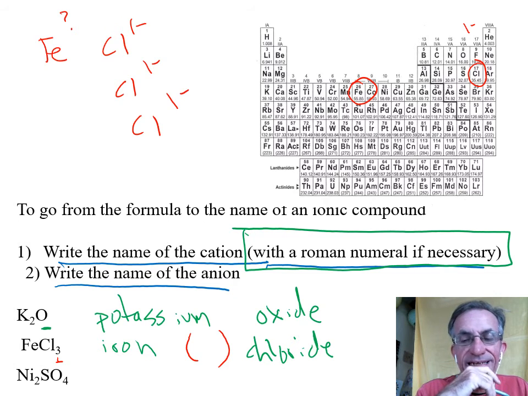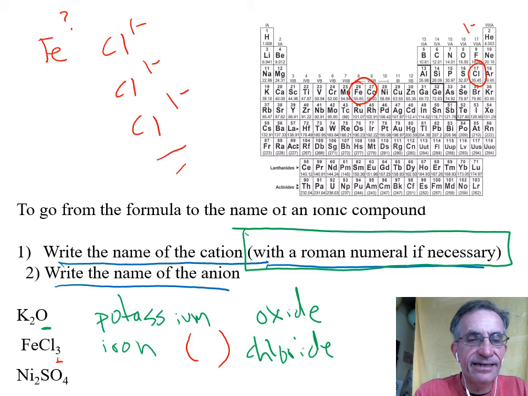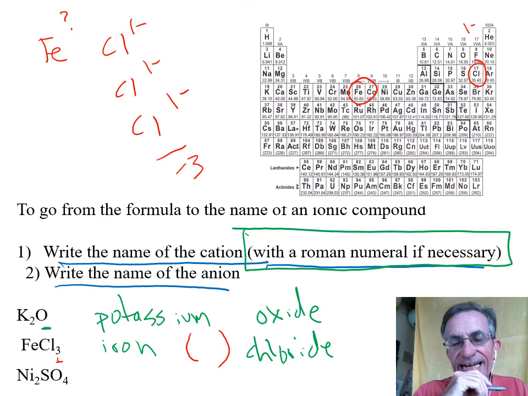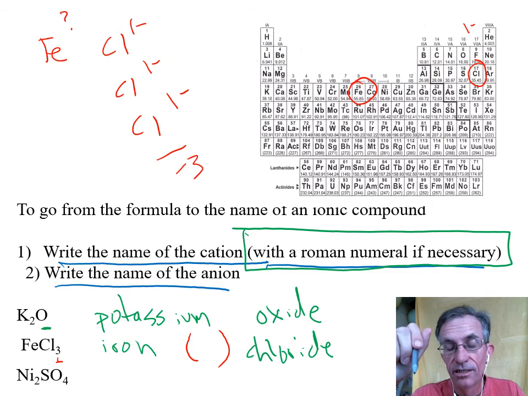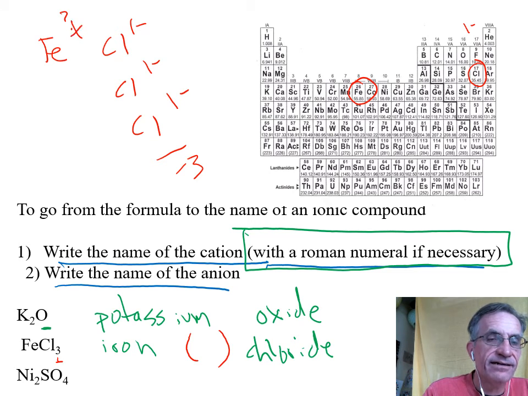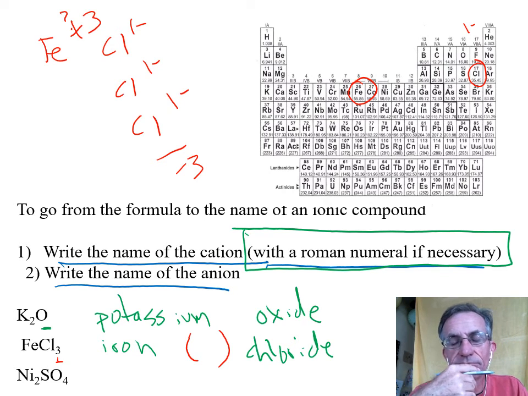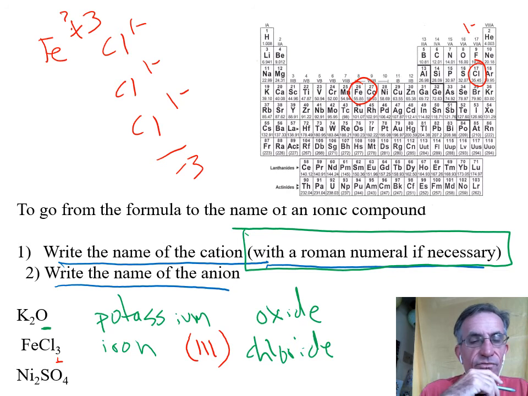Well, thinking about how compounds work, if you have 3 negatives, you have to have 3 positives. So the charge on the iron is going to be whatever it takes to balance out the chloride's charge. Altogether, those chlorides make -3, so the iron has to be +3. So the Roman numeral right here is a 3.